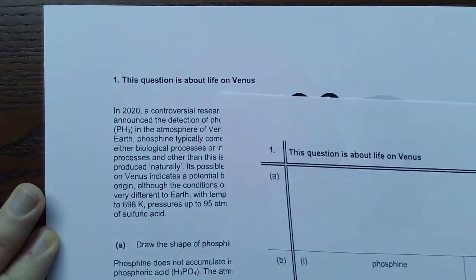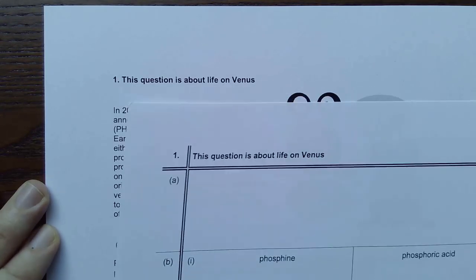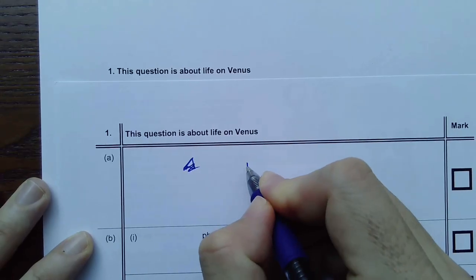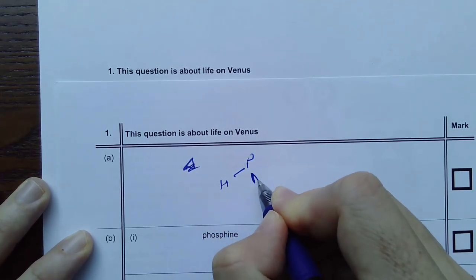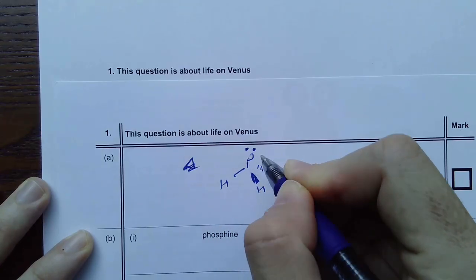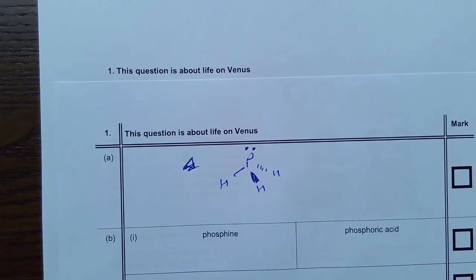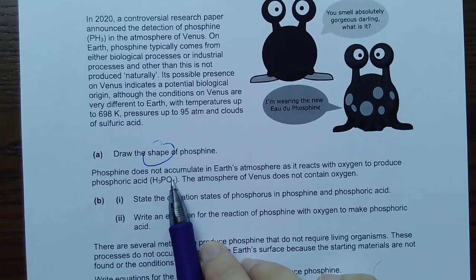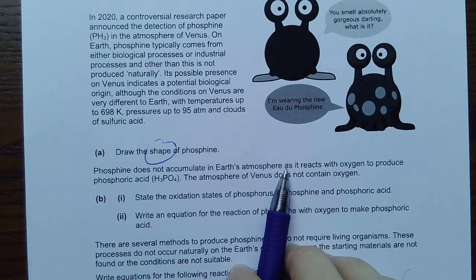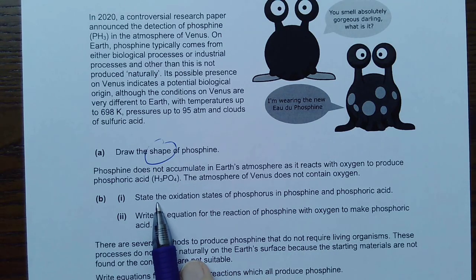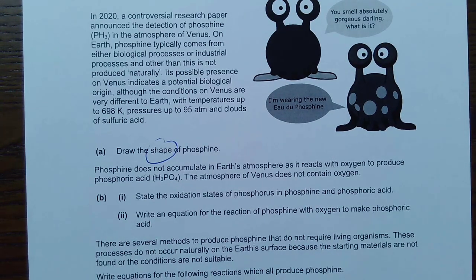Now it does say draw the shape, so make sure you show the correct, not ammonia, the correct geometry, which is going to be the exact same as ammonia, which is our trigonal pyramidal geometry. Then we move on, and it says phosphine does not accumulate in Earth's atmosphere as it reacts with oxygen to produce phosphoric acid. The atmosphere of Venus does not contain oxygen. State the oxidation states of phosphorus in phosphine and phosphoric acid.